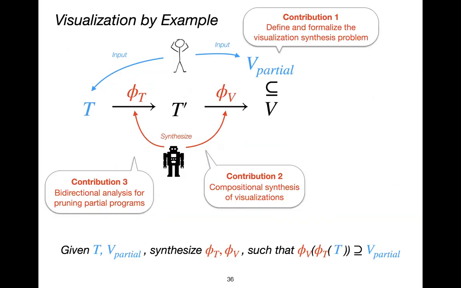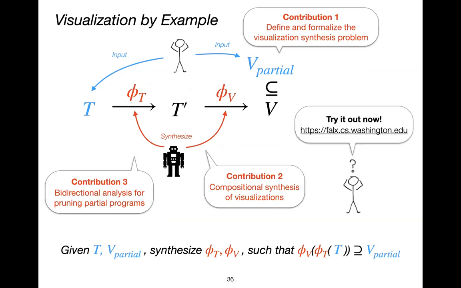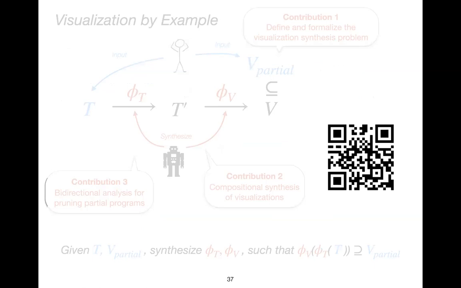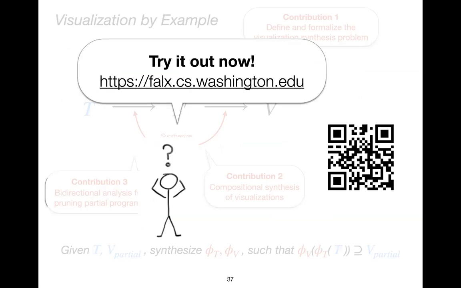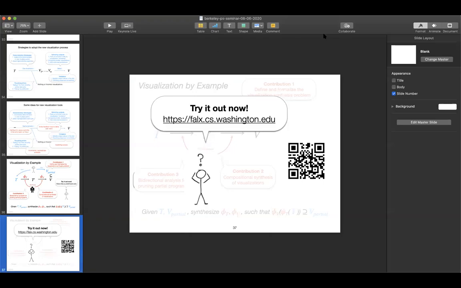So yeah, here it's kind of a summary. From the algorithm perspective, it's mostly trying to solve the compositional synthesis problem and use the bi-directional analysis to prune partial programs as fast as possible. But I think the more interesting part for you is to try the tool out to see how it works. It's going to be pretty fun. So try it out. The link is here, and since you're online, you can just copy the link to play with it.